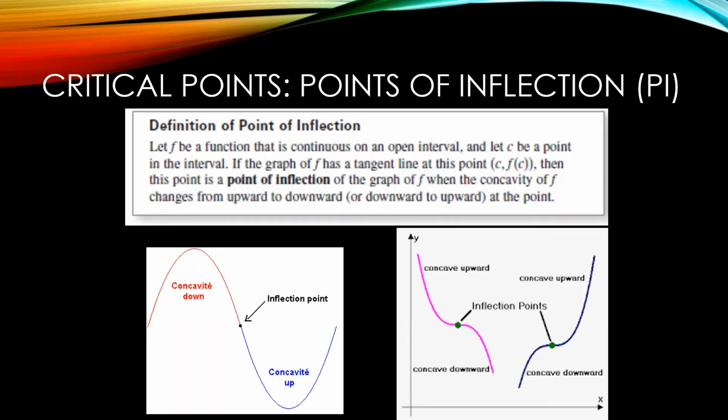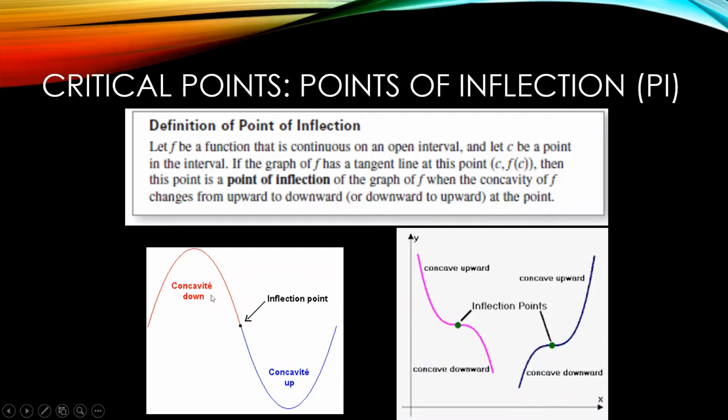So what are points of inflection? Earlier, I mentioned that a point of inflection is a point in which you can see changes in concavity. So let f be a function that is continuous on an open interval, and let c be a point in the interval. If the graph of f has a tangent line at this point, then this is what you call a point of inflection. So look at this. This is the point of inflection. The left side is concave down, but the right side, the blue one, is concave up. So between the concave up and the concave down, there should exist a point of inflection.